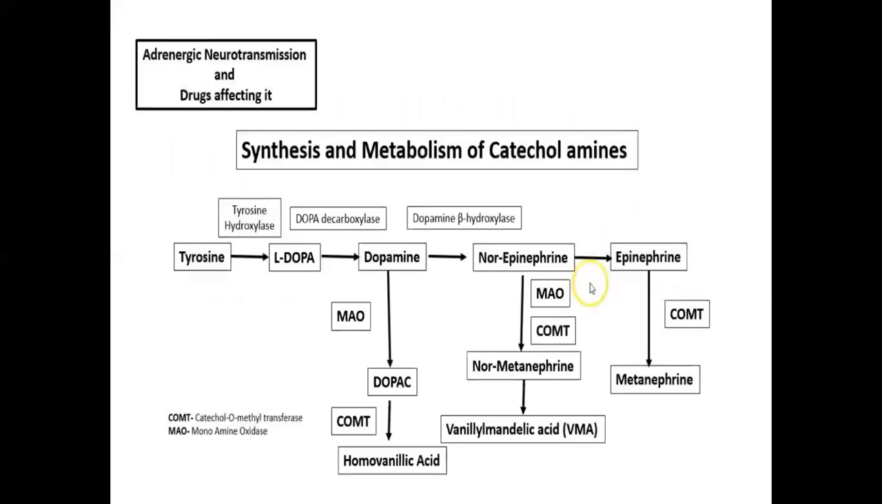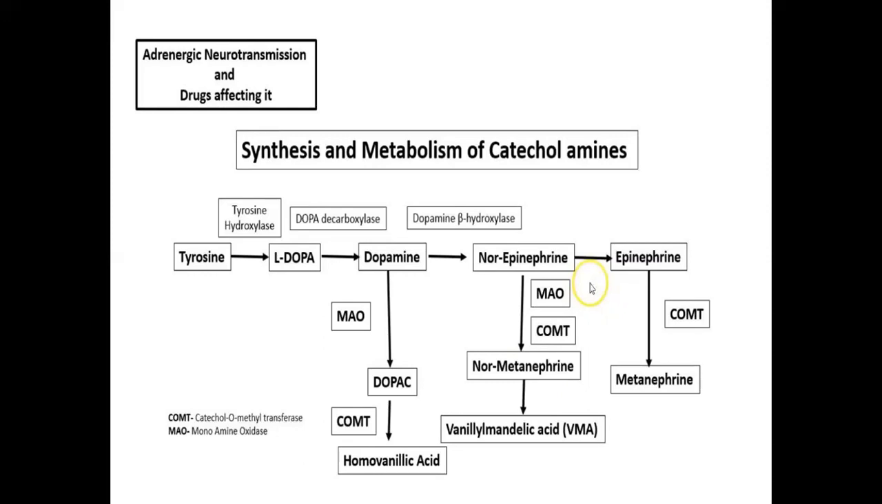So let's see the adrenergic neurotransmission and the drugs which affect it. Tyrosine, as I've told you, is the precursor of all these neurotransmitters, mainly dopamine, norepinephrine, and adrenaline. Tyrosine gets converted to L-DOPA, which is carried out by an enzyme called tyrosine hydroxylase. L-DOPA gets converted to dopamine under the action of DOPA decarboxylase.